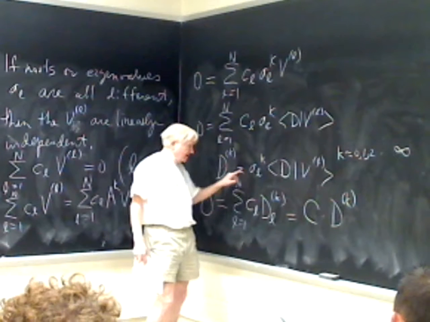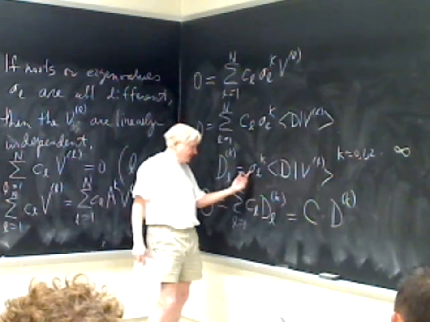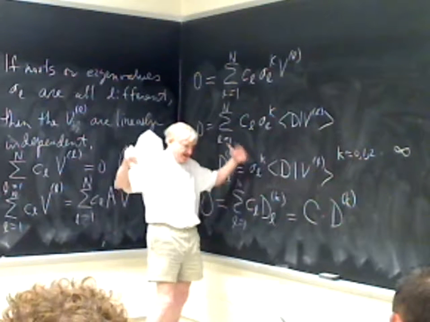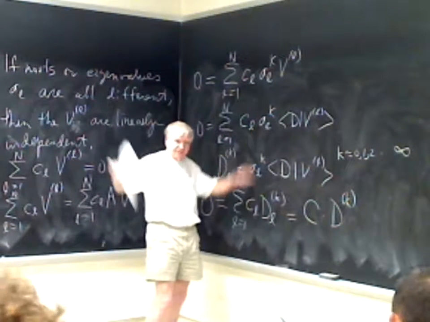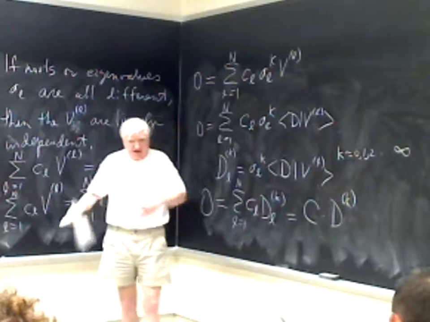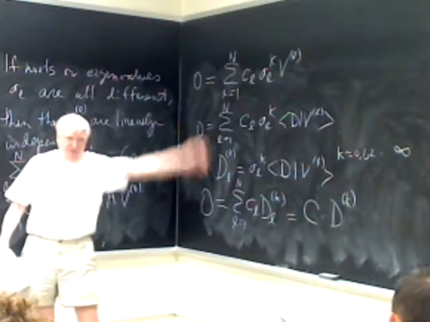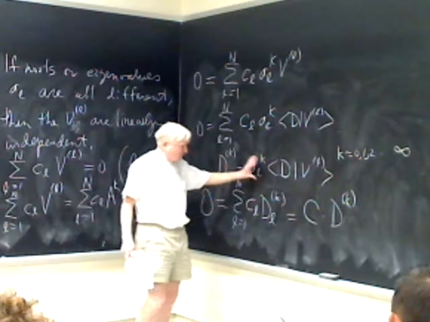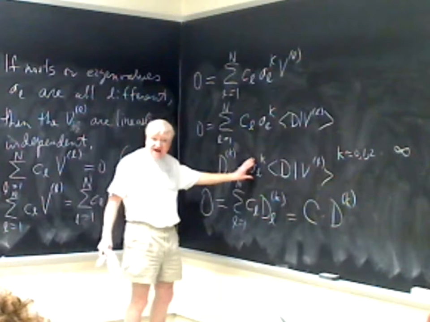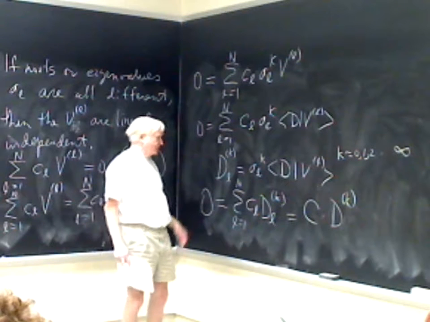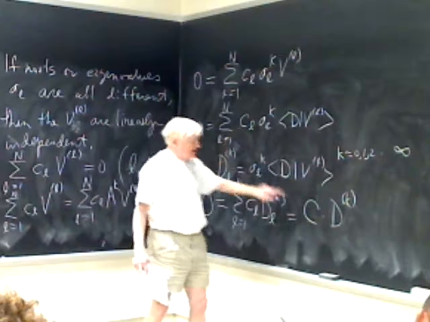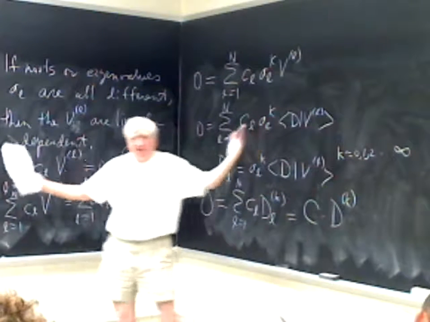Okay? Because you have these numbers, if they're different, and you raise them to the zeroth, first, second, third power, then they grow at different rates. If some are negative, they change sign. If they're complex, they go bouncing around in the complex plane, and so forth. So these vectors are all different if the eigenvalues are all different. But that would mean that this vector C is orthogonal to an infinite set of n-dimensional vectors.